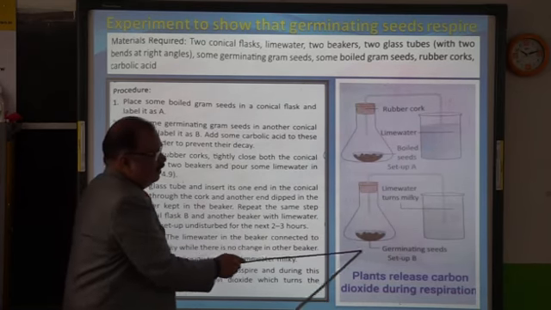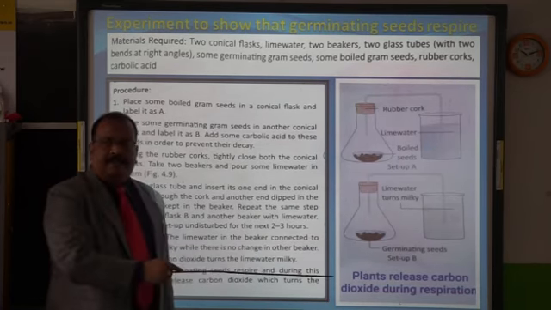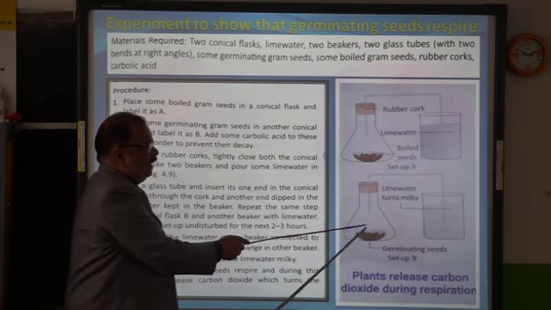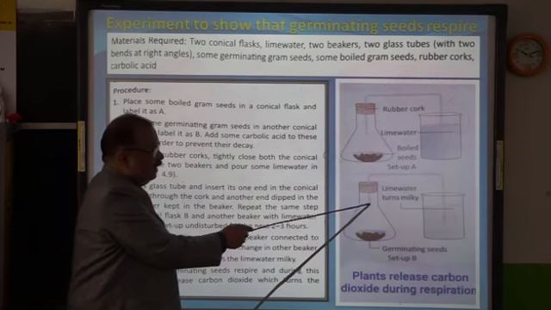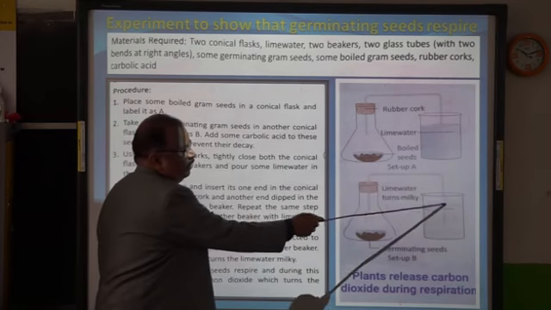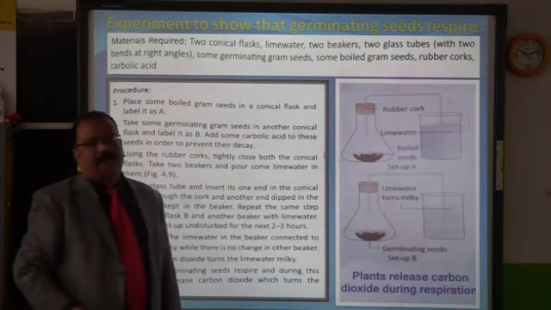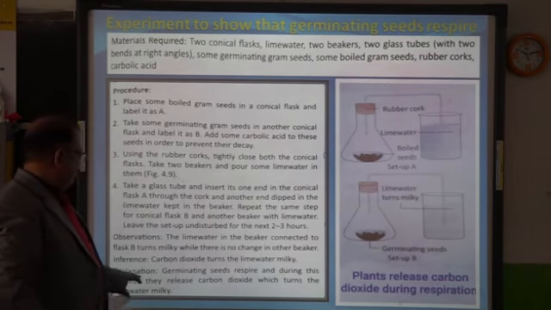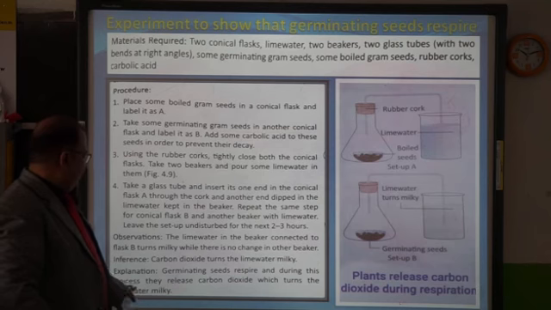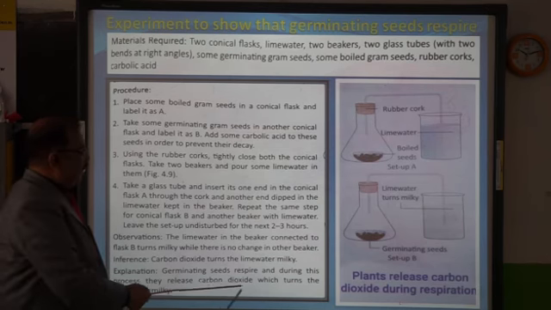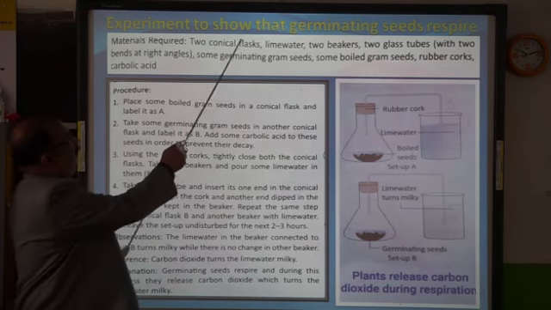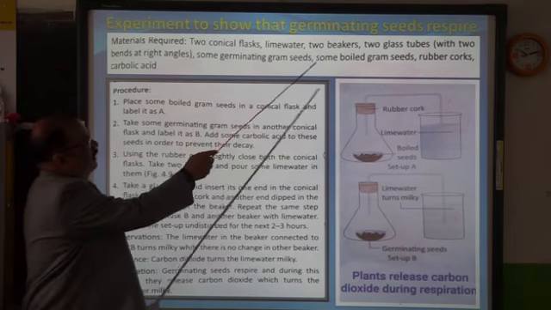So what has happened here? The process of respiration. These germinating seeds, they actively respire and they give out carbon dioxide which goes through this glass tube and then it changes the color of the lime water into milky white. Germinating seeds respire during this process and they release carbon dioxide which turns the lime water milky. So this is all about this. As I told, the experiment shows that germinating seeds respire.